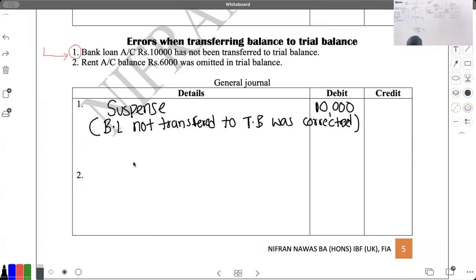Question number 2. Rent account balance 6,000 was omitted in the trial balance. Again, it's an error that took place in the trial balance. Okay. Here. Give me the answer.